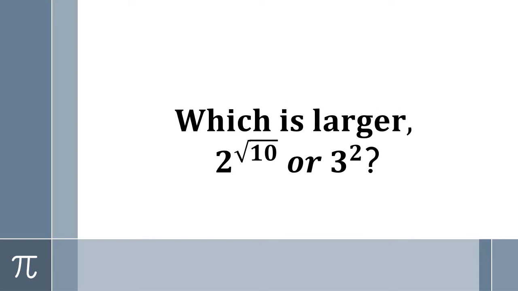In the last video, we talked about using binomial theorem to compare numbers with large exponents. Now, let's go one step further to compare numbers with irrational exponents. Here is a question. Which number is larger, 2 to the power of square root of 10 or 3 squared?